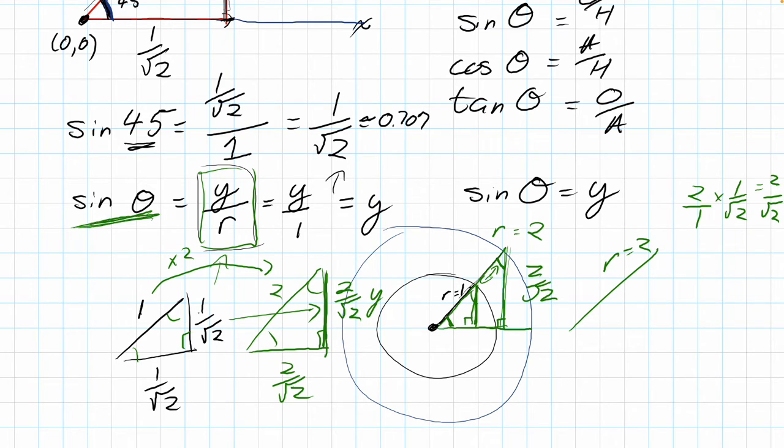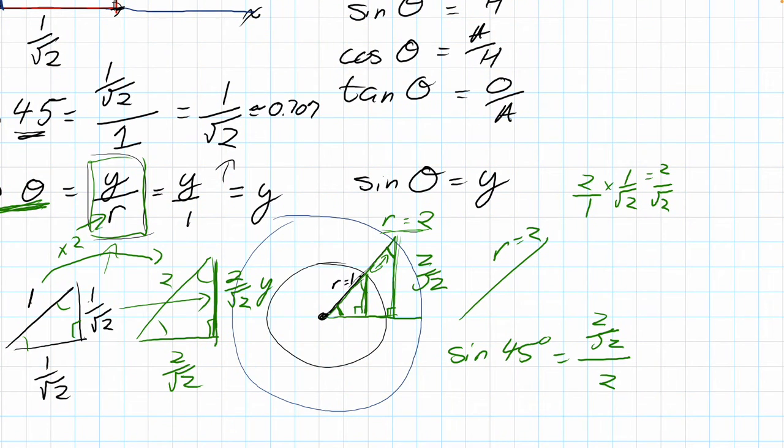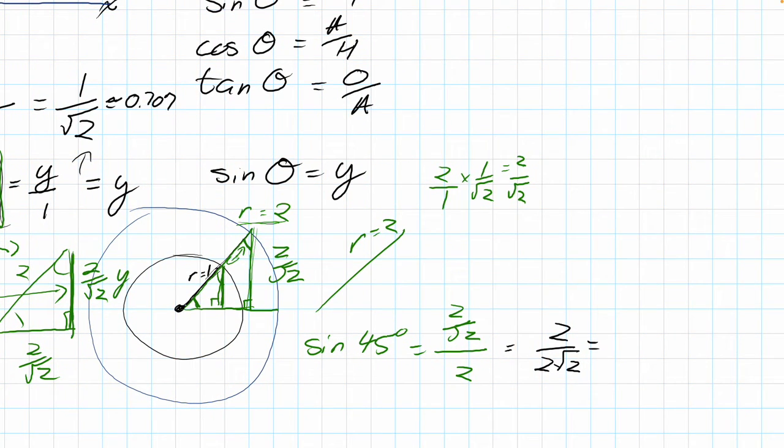If I want to find my sine of 45 with a larger triangle, I say sine 45 is equal to y, and the y value is 2 over root 2, divided by whatever the radius is. On our bigger one, our radius is now 2. Then we simplify. This ends up as 2 over 2 times root 2, and when I simplify one more step, this ends up as 1 over root 2.